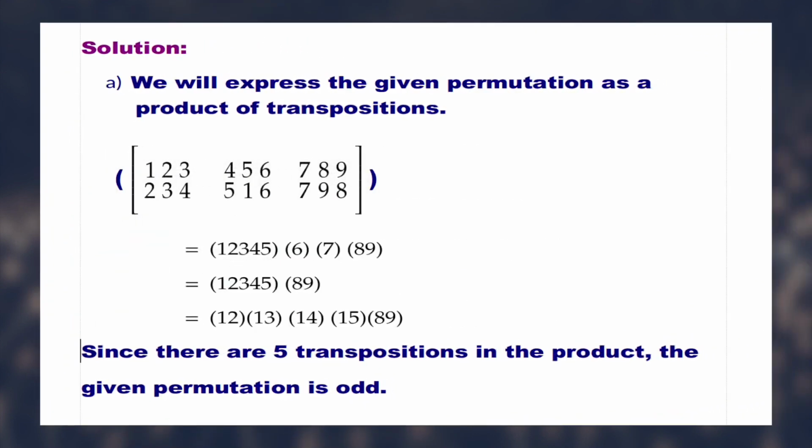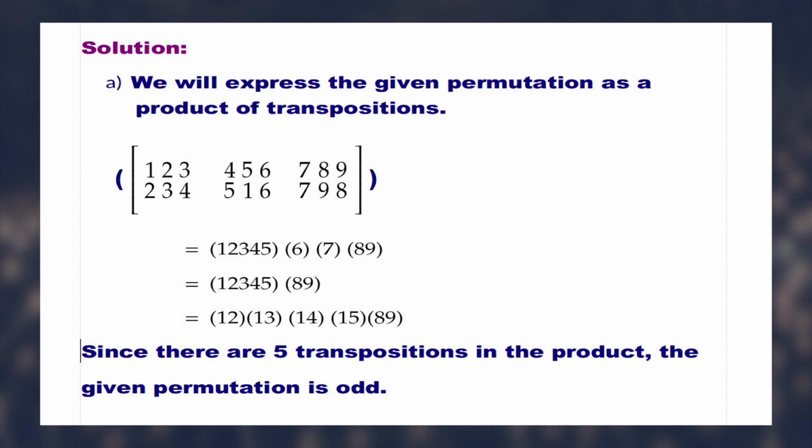We will express the given permutation as a product of transpositions. 1 goes to 2, 2 goes to 3, 3 goes to 4, 4 goes to 5, 5 goes to 1, 6 goes to 6, 7 goes to 7, 8 goes to 9, 9 goes to 8 is equal to the cycle of 1, 2, 3, 4, 5 because again the 5 goes to 1. So, it creates a cycle.